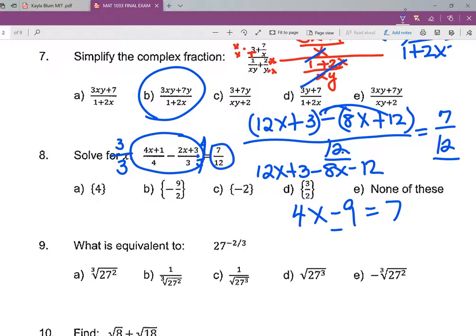So I'm going to end up adding the 9 to both sides of the equation, leaving me 4x equals 16, and therefore x is equal to 4. And so your answer choice is A. You can always check it just to verify.